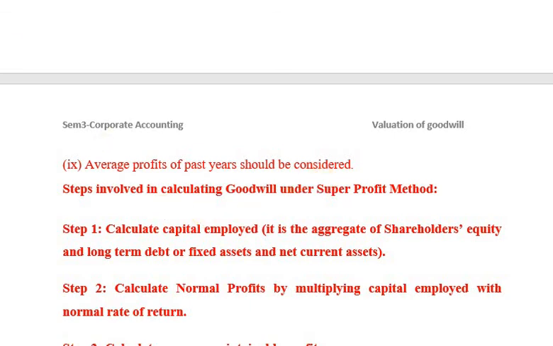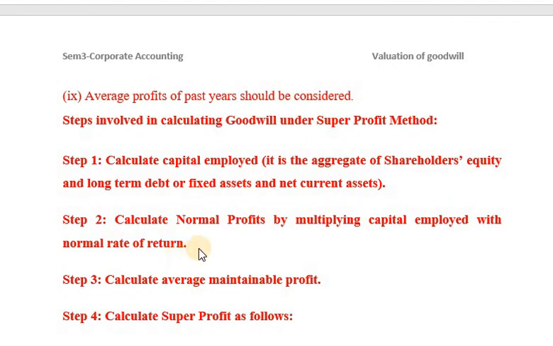Now, let us understand the steps involved in calculating goodwill under the super profit method. Step number one, calculation of capital employed. What is capital employed? Capital employed is the aggregate of shareholders' equity and long-term debt, or fixed assets and net current assets. Step number two, calculation of normal profit by multiplying capital employed with the normal rate of return.